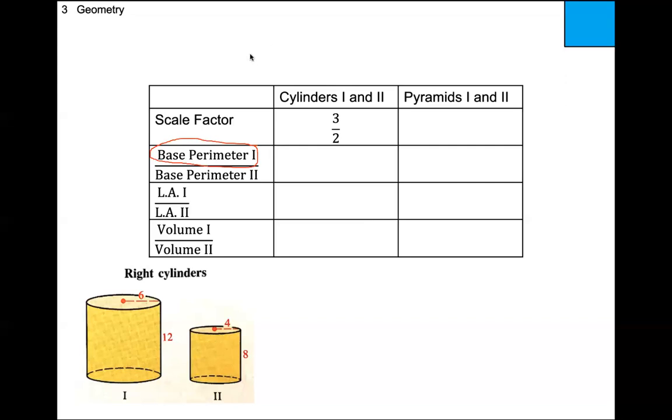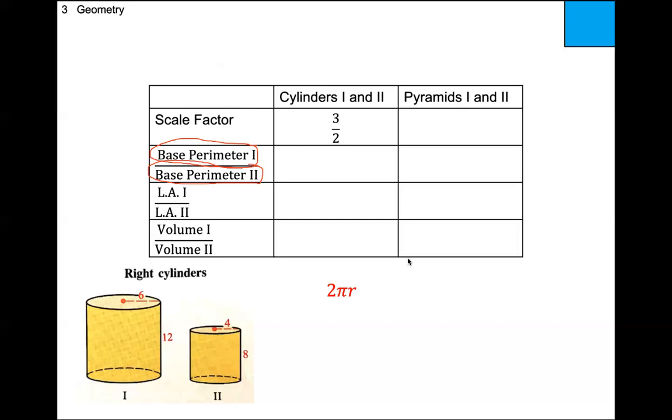I know that the perimeter is 2 pi r, and I'm looking at shape number 1, and the radius is 6, right? So if 2 pi r is the formula I need, then if I throw 6 in for the radius, I would get 2 pi times 6. And then we're supposed to make that a ratio. And the ratio's denominator is the base perimeter of shape number 2.